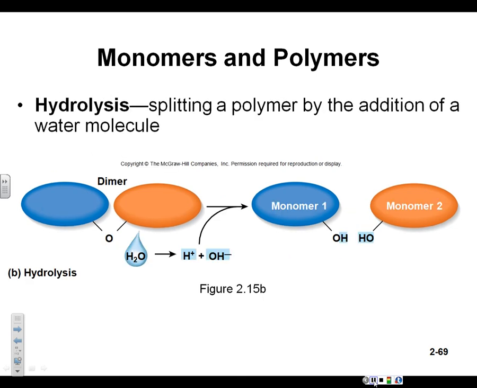Alright? Hydrolysis is splitting. So if I add water back to this, I add a hydrogen back to one of them, a hydroxyl group back to the other one, and I break a larger molecule back down into individual molecules. That's what they call hydrolysis, splitting. So dehydration synthesis is combining them by removing water. Hydrolysis is splitting them by adding water.